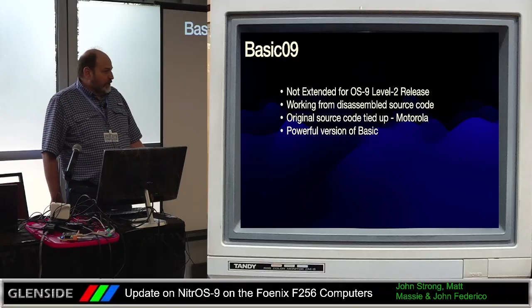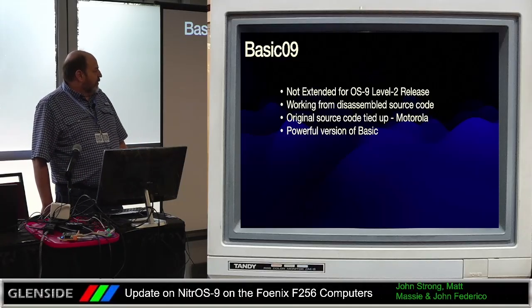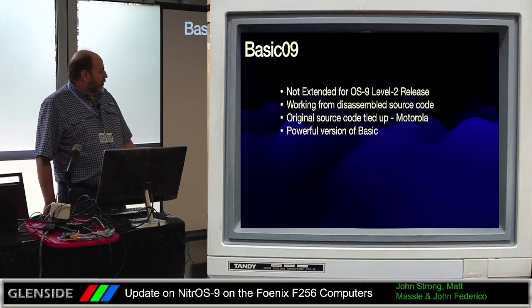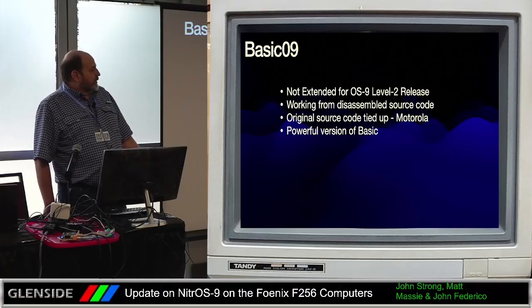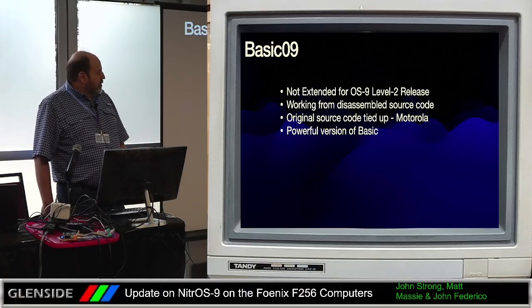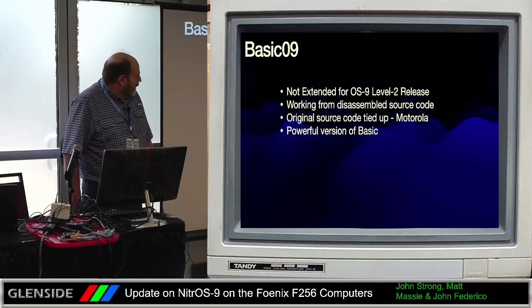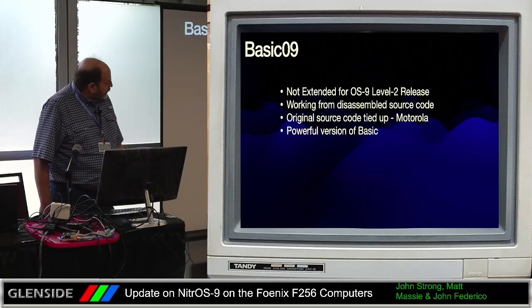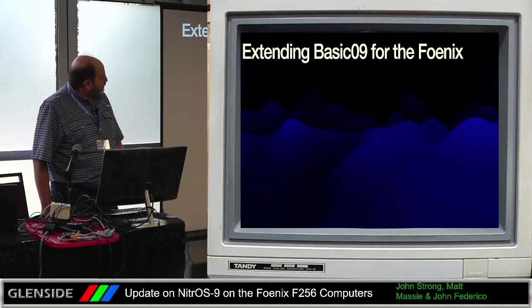We're working from distributed source code. The original source code is tied up. We actually talked with Alan Banninger of Microware, but he doesn't have a contact at Motorola. He has the source code, but we can't get it cleared. So we're probably not going to get to look at it. But Basic 09 is a super powerful version of Basic.